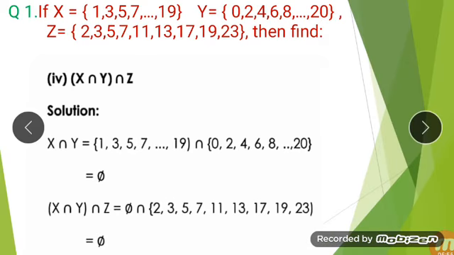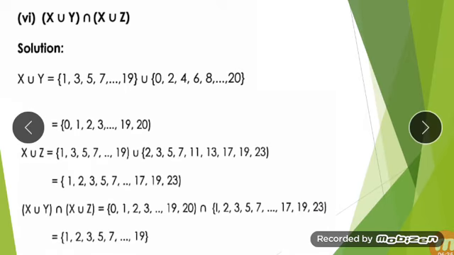Question number 1, the fourth part is here. We are going to find the intersection of X and Y, then we have to take their intersection with Z. So first of all, the round bracket, X intersection Y. We know that this set contains odd elements and this set has the even elements, so there is nothing common between odd and even, therefore no common elements, so we can write the empty set here. Now we have to take the intersection of this empty set with Z. Of course this is the empty set, having no elements, and here we have the prime numbers, so again there is no common element, so we have the answer as the empty set.